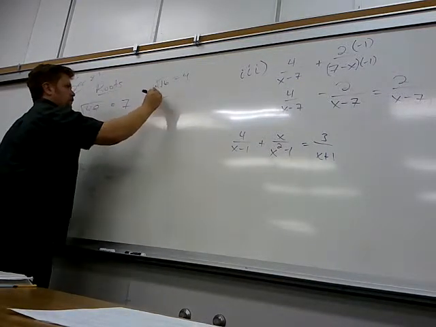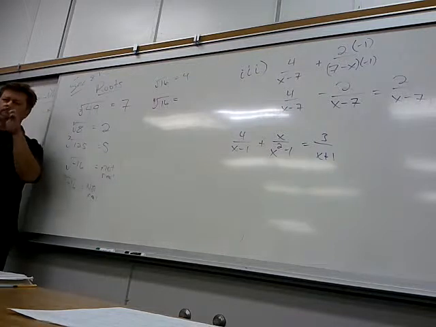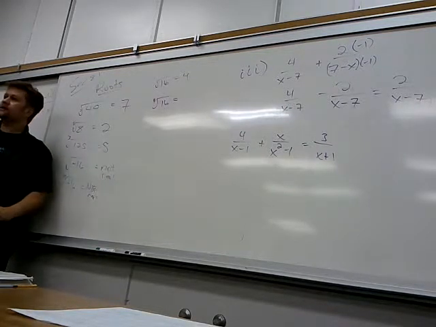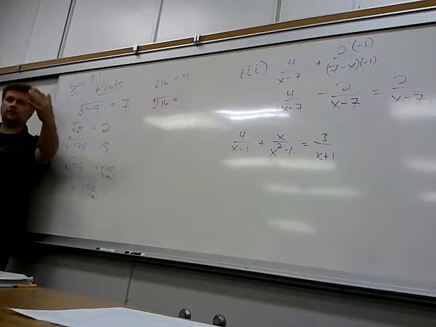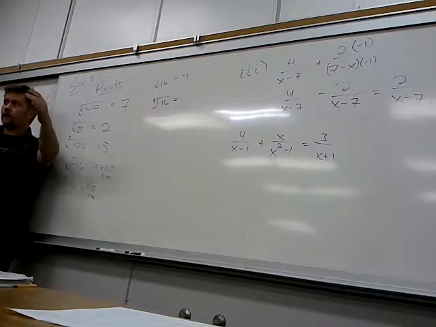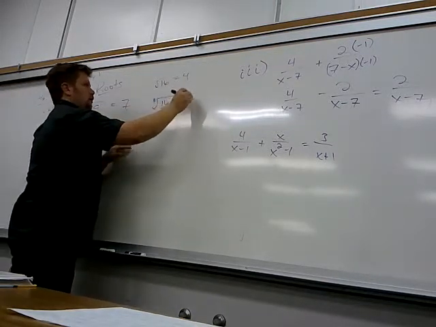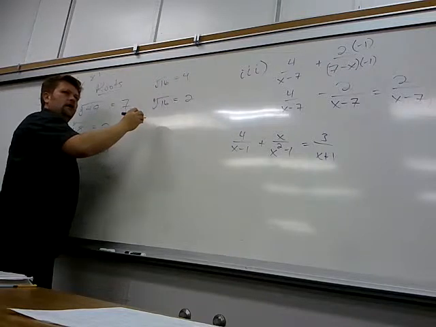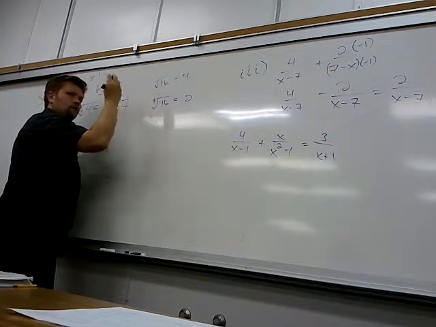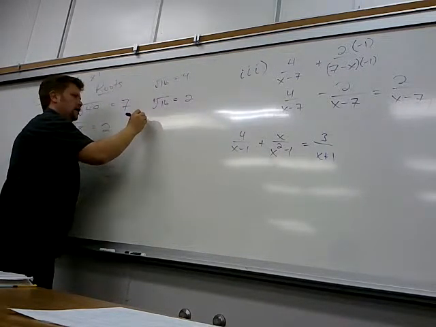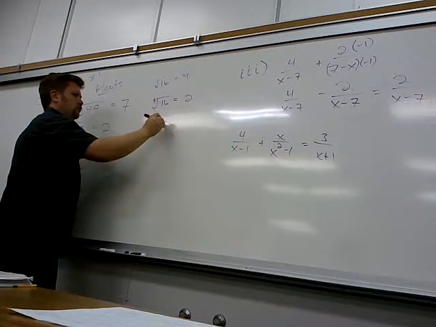But what's the 4th root of 16? 2. Why? Because it takes 4 2s to multiply to be 16. Do you guys see that? And if you're not sure, let me give you one that's a little freakier. The 4th root of 625.